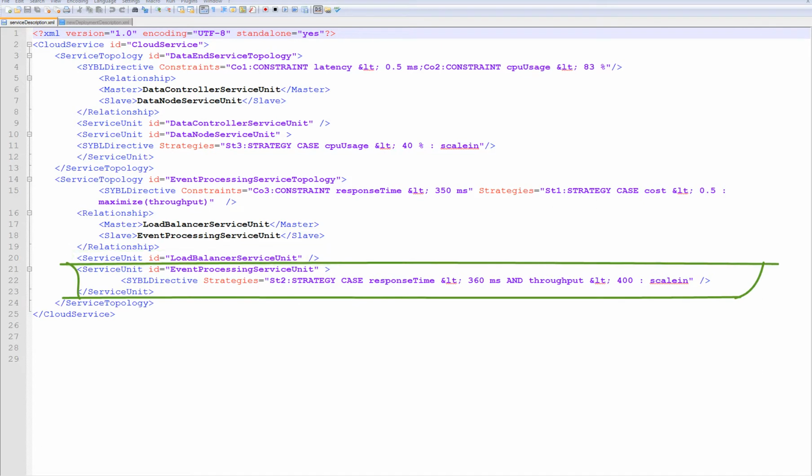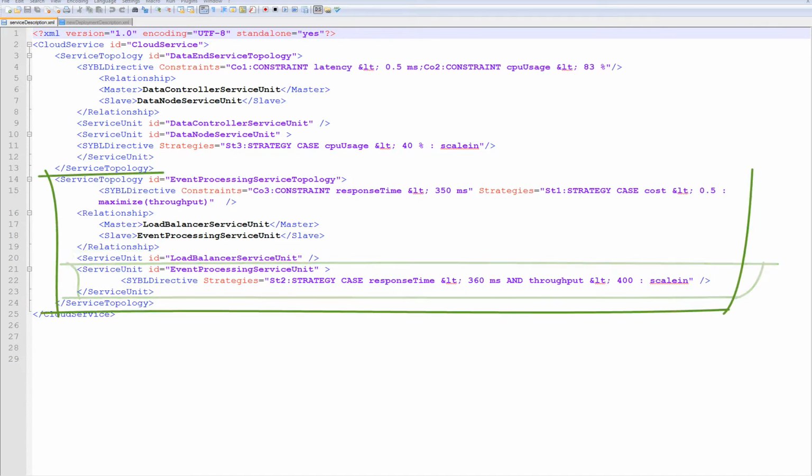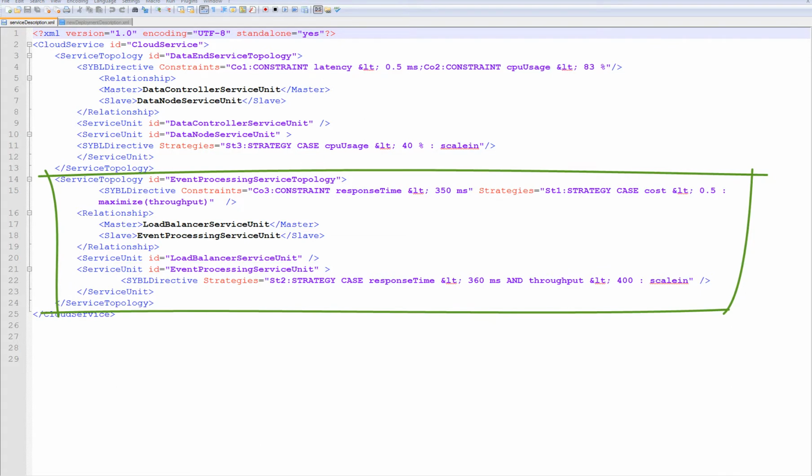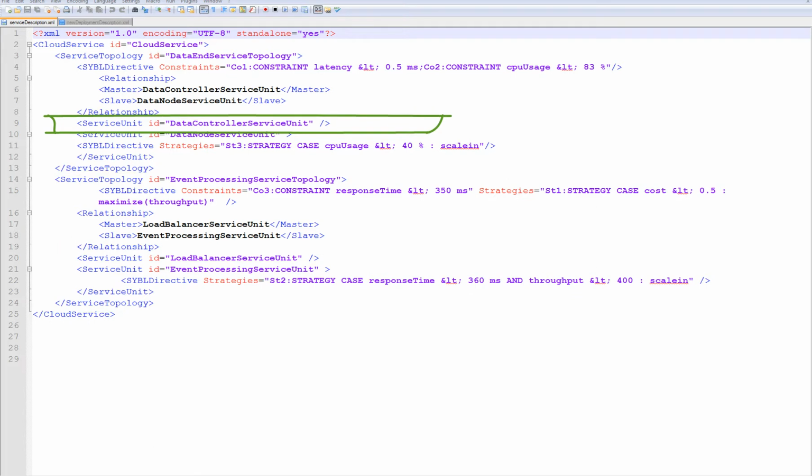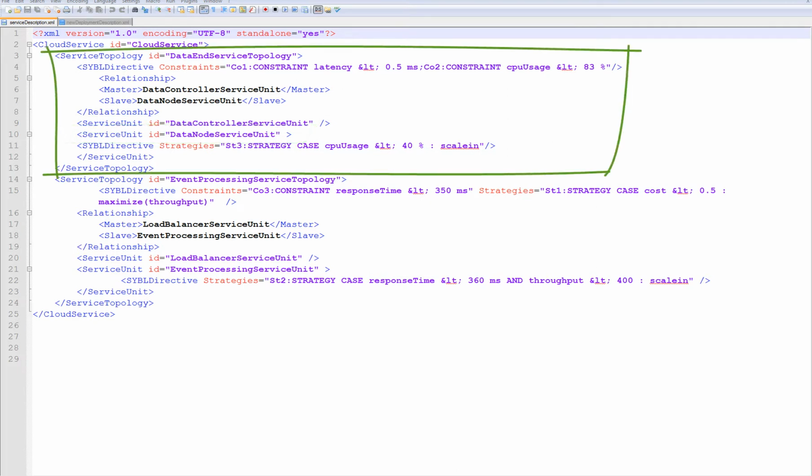Therefore, we specify which are the service units, how they are grouped together into service topologies, and what is the relationship between them. For this demo, the cloud service is composed of an event processing service topology, and a data end service topology. The cloud service description also contains SYBL elasticity requirements, at the different levels of the cloud service.